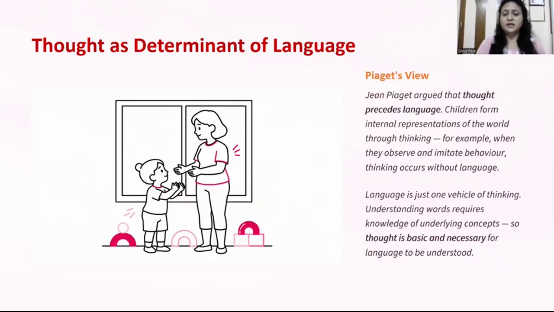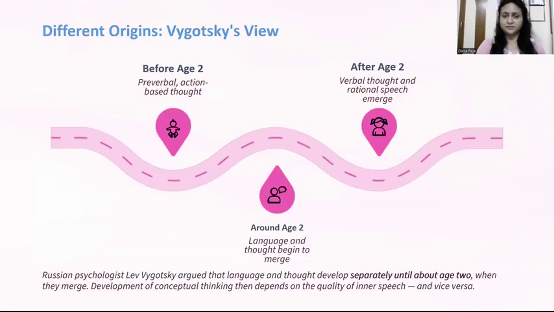And he said that language is only a vehicle of thinking, and the capacity to understand words requires the knowledge of the meaning of each word. So, he said that thought is very necessary for the development of language and for how language is understood by the person who is speaking and by the person who is listening.